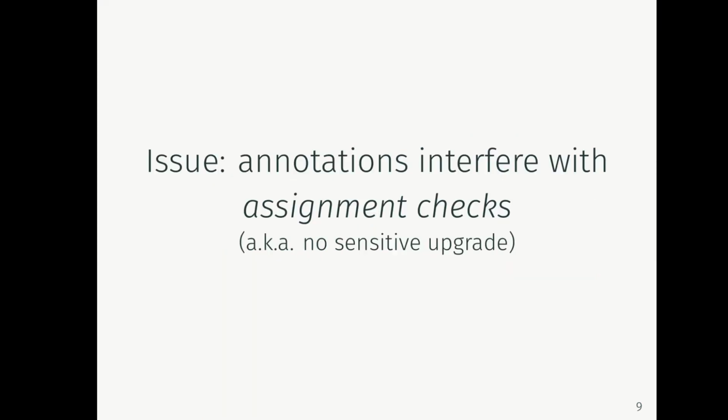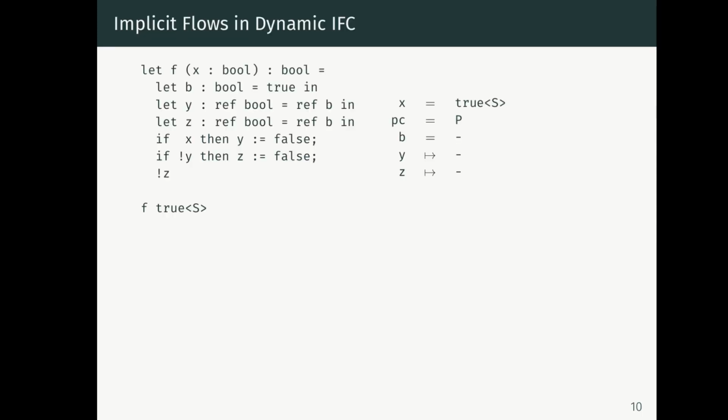The issue with the early designs was actually that they let the static secrecy annotations interfere with assignment checks used to prevent leakage. To understand how this happened, let us revisit the previous example and review how dynamic IFC manages to enforce non-interference. Here we see the PC label, the state component, which tracks the secrecy of values that have influenced control flow. It's initially set to public.